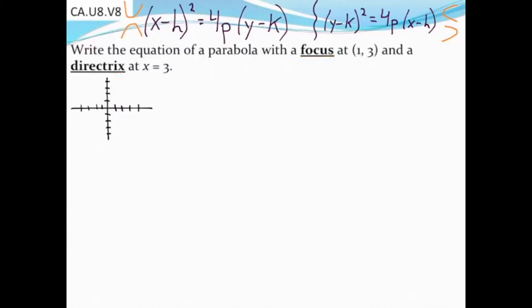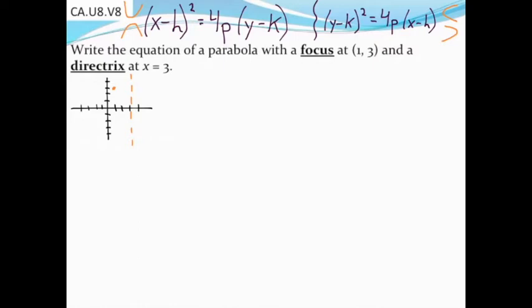So this time my focus is at the point (1, 3), so I'll go ahead and make a point about there. Again, it's just a rough sketch, doesn't have to be super accurate. Remember, the parabola will not pass through the focus, it wraps around the focus. My directrix is going to be the vertical line at x equals 3, so count 3 spaces, there's going to be my directrix.